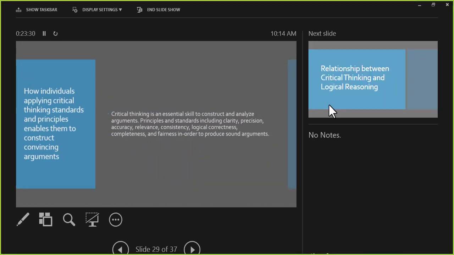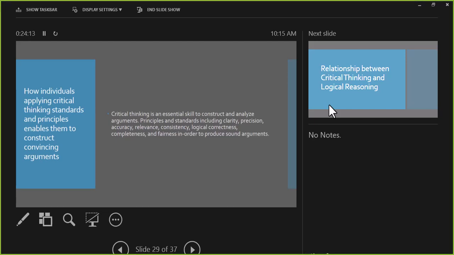Then there is how individuals applying critical thinking standards and principles enables them to construct a convincing argument. Now here, critical thinking is an essential skill to construct and analyze arguments. Standards such as clarity, precision, and other principles that we have mentioned earlier can be used in order to produce arguments that are well constructed and can be used in our day-to-day lives. Let's say, for example, an argument produced with clarity is easy to comprehend and follow. People are sure that their reasoning is presented in simple language and without vagueness. And a precise argument is specific and detailed.